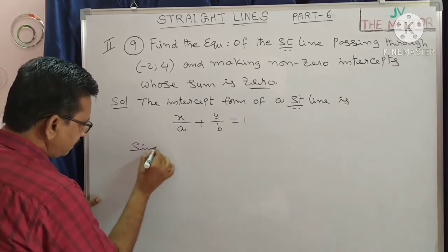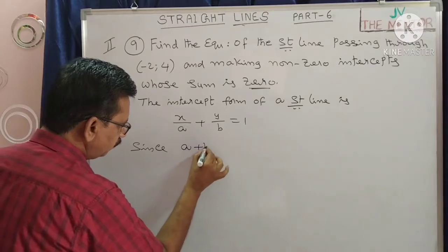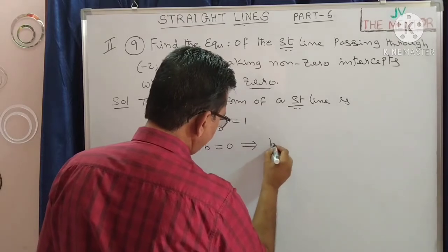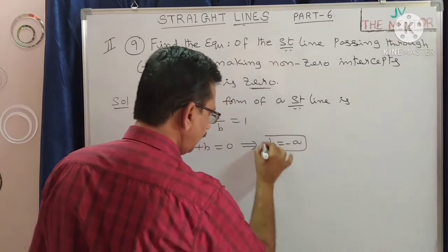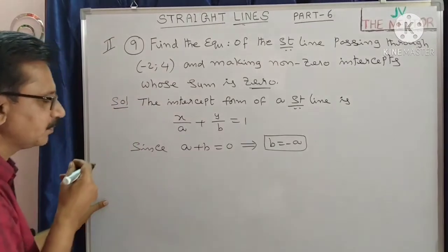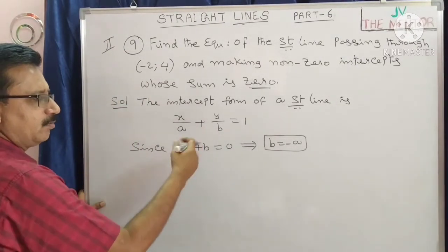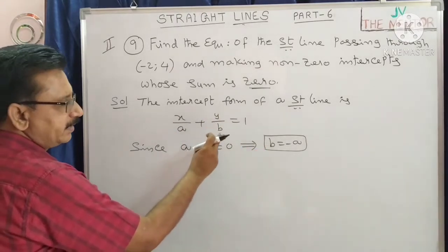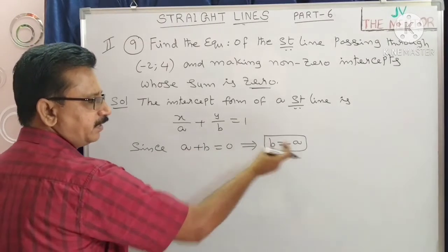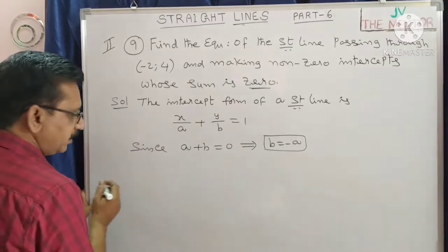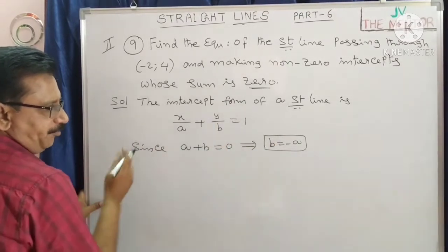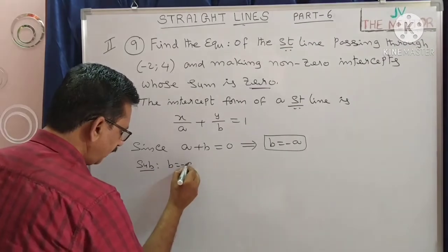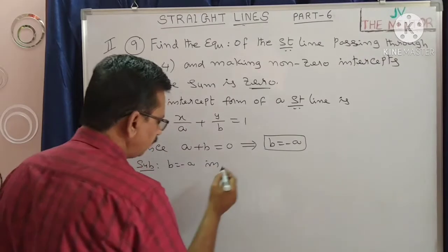Since a plus b equal to 0, this implies b equal to minus a or a equal to minus b. We can substitute either one. That means in this intercept form of the straight line, we can eliminate either a or b. If we eliminate b, then for eliminating b, substitute the value of b in the above equation. Substitute b equal to minus a in the above equation.